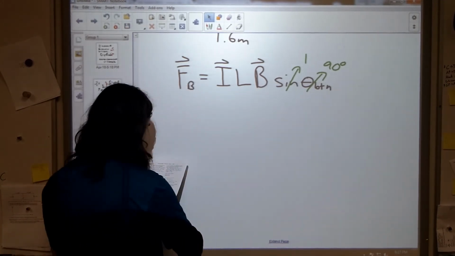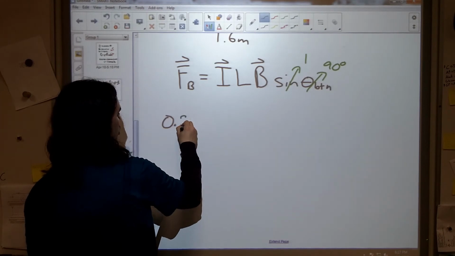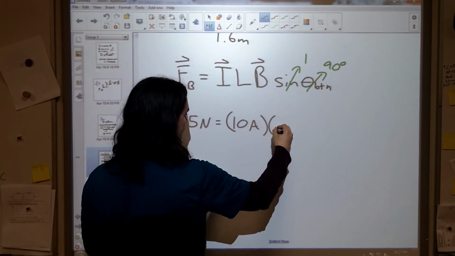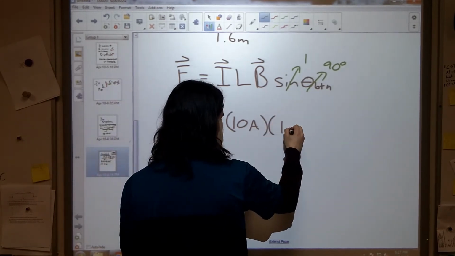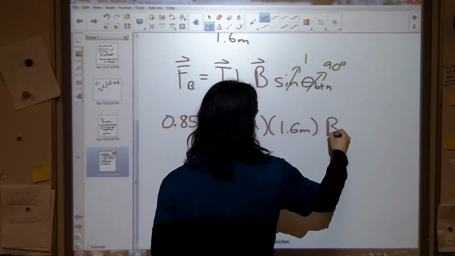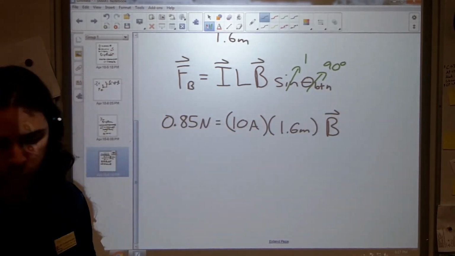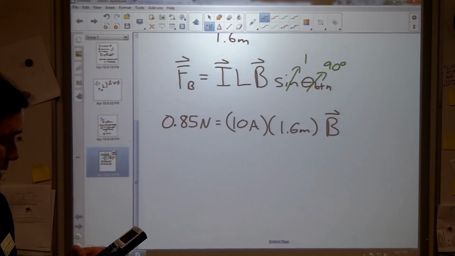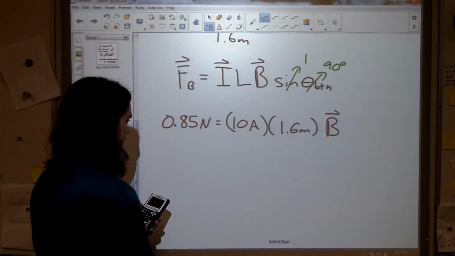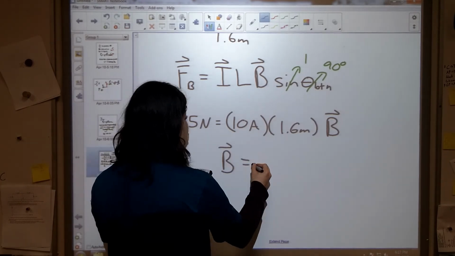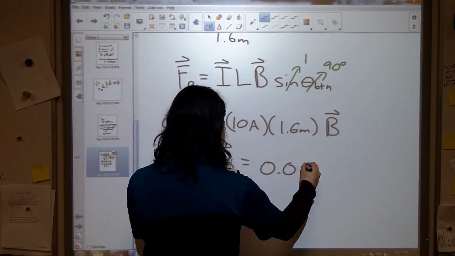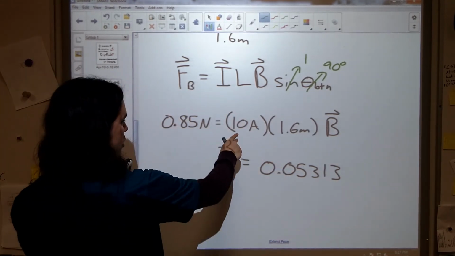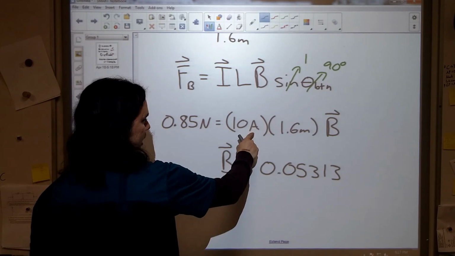We're solving for B. So the force, they told us, was 0.85 newtons. Our current was 10 amps. Our length was 1.6 meters. And we do not know the magnetic field. That's actually what we're looking for. So here we go. I'm going to take 0.85 divided by 10 divided by 1.6. And if I've done this correctly, my magnetic field strength should be 0.05313.